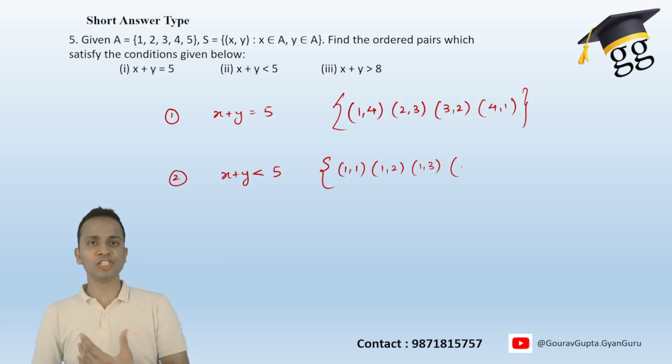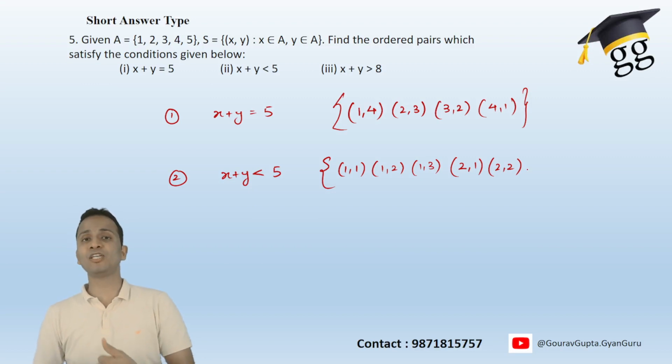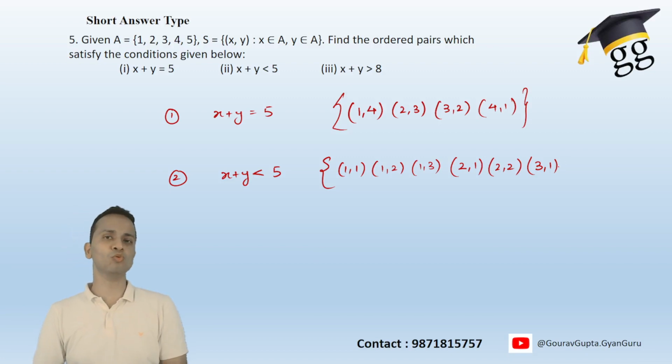Next, I'll change the value of x now. So now x will be 2, right? And we'll start again with the smallest value of y, which is 1. So 2 comma 1 will be considered. 2 comma 2, yes, it will be considered. But 2 comma 3, 2 plus 3 will be equal to 5 and it will not be considered. Now for the next value of x, which is 3, 3 comma 1 will be considered, but 3 comma 2, 3 plus 2 is 5, it will not be considered.